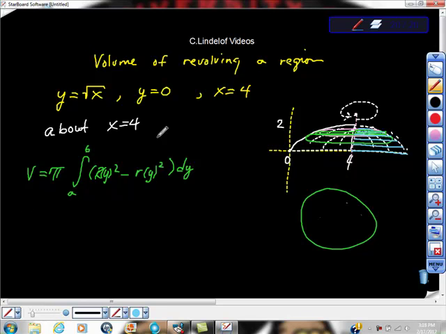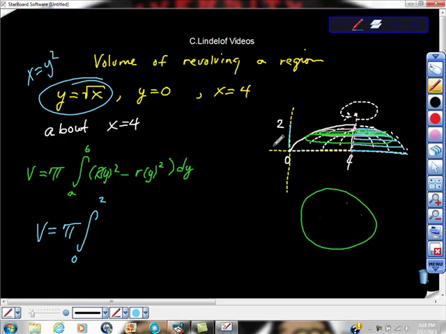So what we would say, first thing we're going to do is this. Because we're looking at it this way, we have to convert this piece. So solve for x, and x would equal y squared. Is that okay? So now what I'm going to say is this. I'm going to take the volume, and the volume is going to equal pi, and now my interval from here to here is 0 to 2.